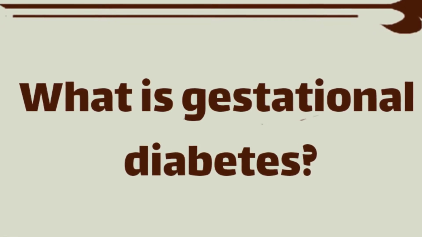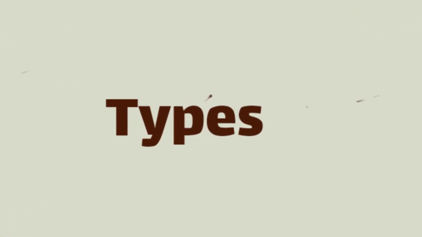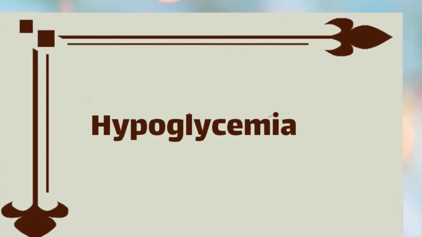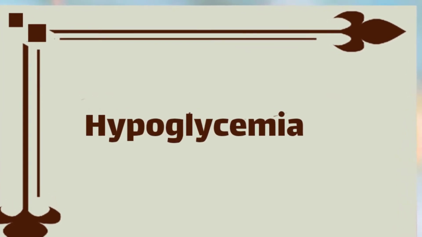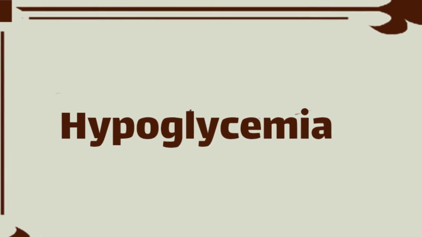But before proceeding, we will tell you its major types. It is divided into two types. One is hypoglycemia and the other is hyperglycemia. What is hypoglycemia? Hypoglycemia is the condition in which your blood sugar level is increased and you have to take insulin or medicines to cure it. Another is hyperglycemia. In this case, the blood sugar level drops down and you have to eat some sweet things or drink some sweet juices.